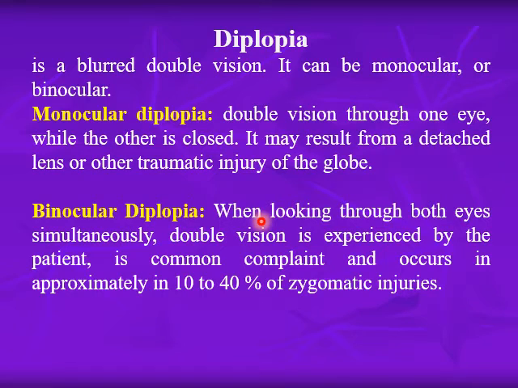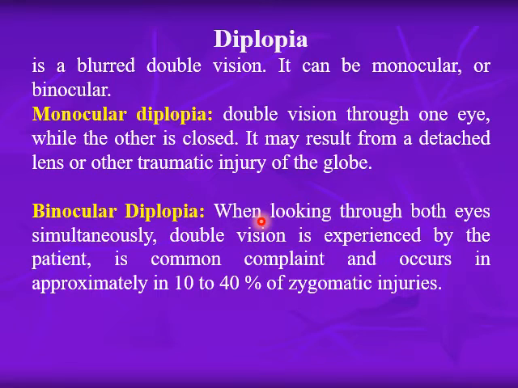Diplopia. We have two types of diplopia. Diplopia is a blurred double vision. It may be monocular diplopia or binocular diplopia. What is the meaning of monocular diplopia? Monocular diplopia is double vision through one eye. While the other eye is closed, we can see diplopia. It may result from a severe trauma to the orbital contents, resulting in a detached lens or fractured lens or injury to the globe of the eye itself.